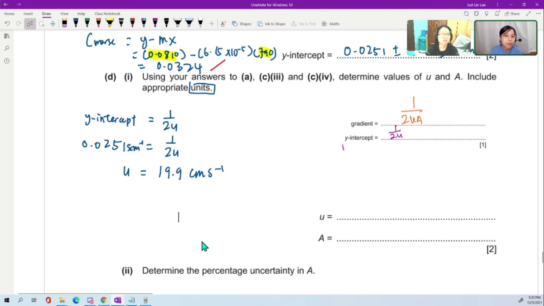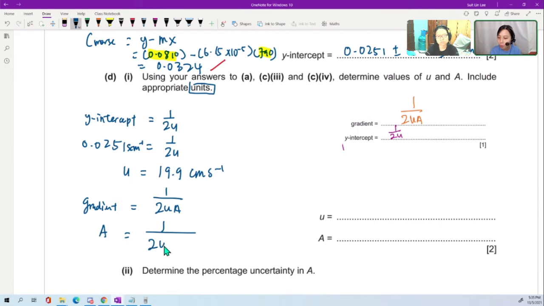Okay. Next. So now we've got U already. We can do the gradient one. So you write again: gradient equals 1/2UA. Rearrange everything. What is A now? A equals 2 times gradient over U, and we plug in everything we know.